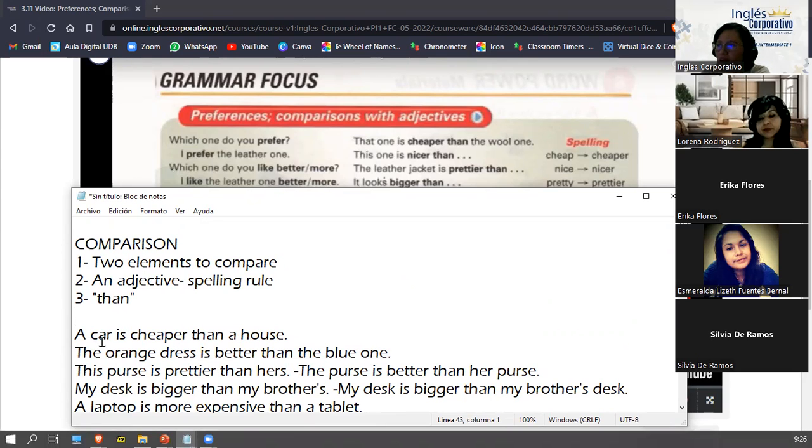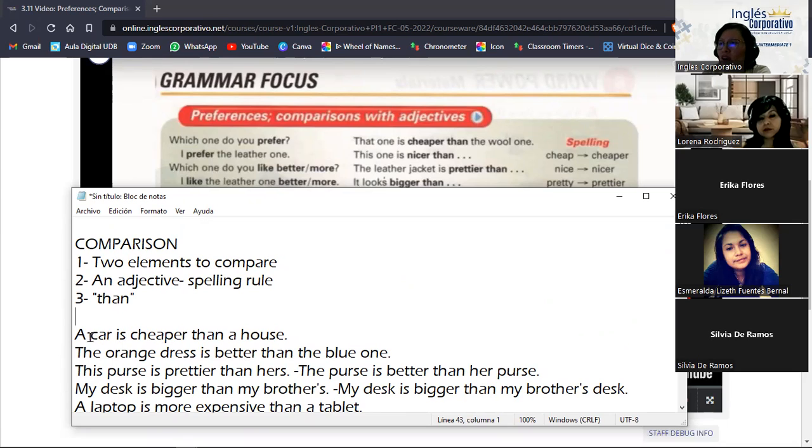¿Cuáles son? Well, I have here, a car is cheaper than a house. Hagamos un checklist. Vamos a ir chequeando, ¿verdad? ¿Qué es lo que tenemos? ¿Cuáles son los dos elementos que tengo en la oración? A car and a house. Entonces, número uno, lo tenemos. Number two, an adjective and also apply the correct spelling rule. Cheaper. A car is cheaper than a house. Entonces, tengo el número dos también. Number three, the word than, right? A car is cheaper than a house. Entonces, en mi primera oración, tengo exactamente los tres elementos que necesito.